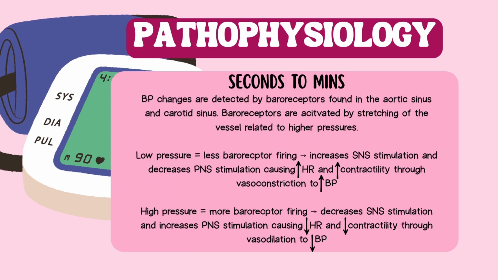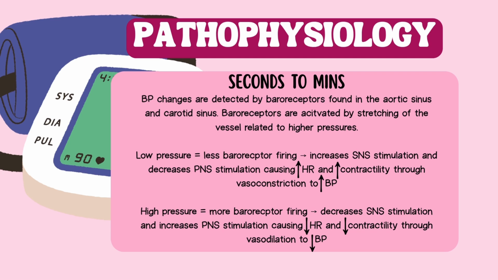So there are two main hemodynamic aspects that you need to understand whenever it comes to blood pressure. The first one is what happens as soon as blood pressure changes are detected. It happens within the first couple seconds to minutes of blood pressure changes. These changes are detected by baroreceptors that are found in the aortic sinus and the carotid sinus. Baroreceptors are activated by the stretching of the vessels related to high pressures. So, higher blood pressures cause an increased stretch in the vessels that stimulates baroreceptors.